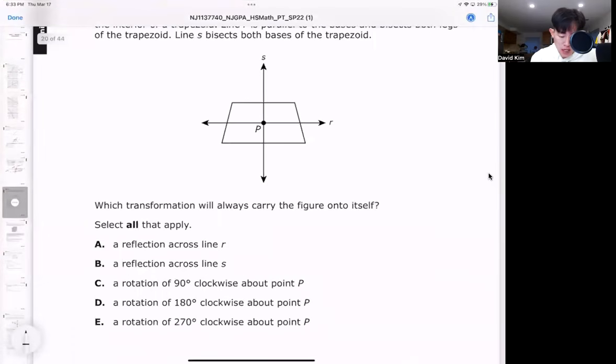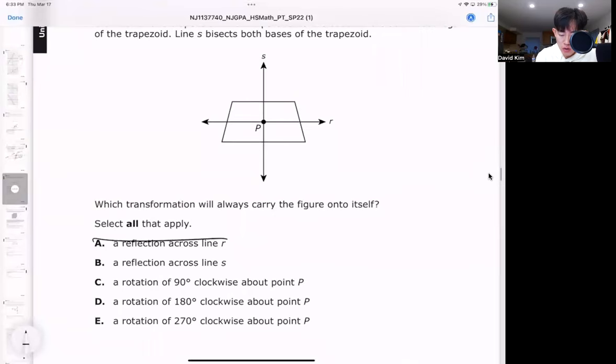All right, so for number 10, which transformation will always carry the figure onto itself? Reflection across line R is obviously not going to do it because, when you get this test, just try to draw it on a piece of paper, flip it over and see what happens. If you reflect it across line R, the shape of the trapezoid will not be flipped like that, and it's going to look ugly. Reflection across line S certainly does make sure that this trapezoid is going to be the same. Rotations of 180 and 270 are not going to do the same.